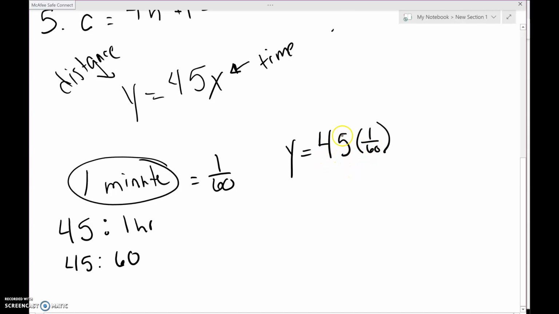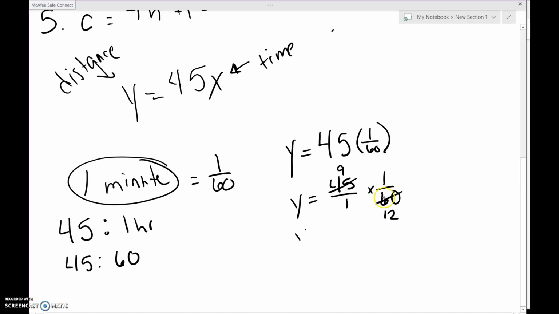All right, I really don't want to, so now I have two fractions. So let's do y equals 45 over 1 times 1/60, right? I don't want to multiply big numbers. So I know, 45 and 60. 45 ends in a 5, so I can divide that by 5 because 60 ends in a 0, which is also divisible by 5. So 45 becomes 9, 60 becomes 12. Ooh, those are better numbers.